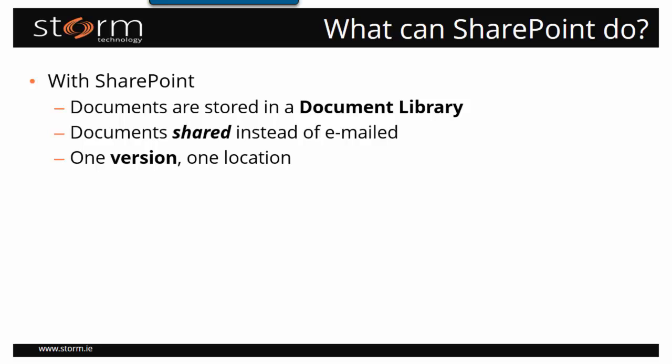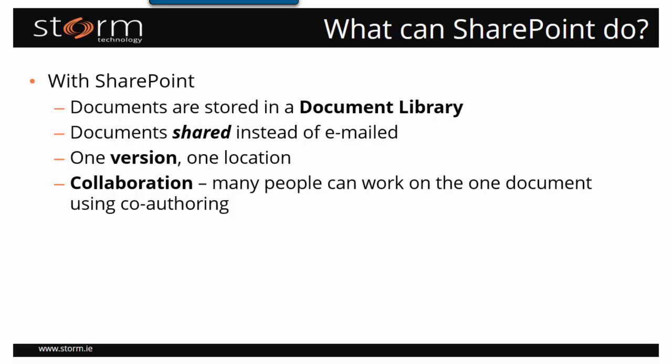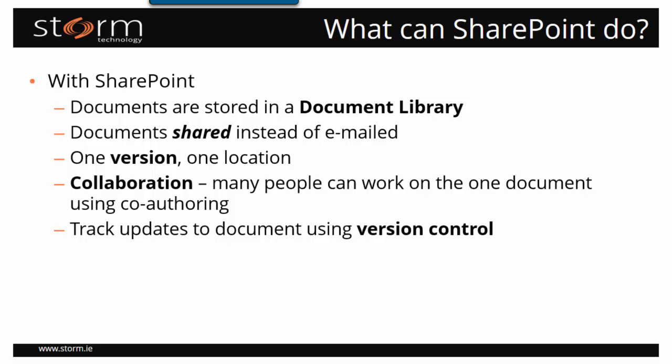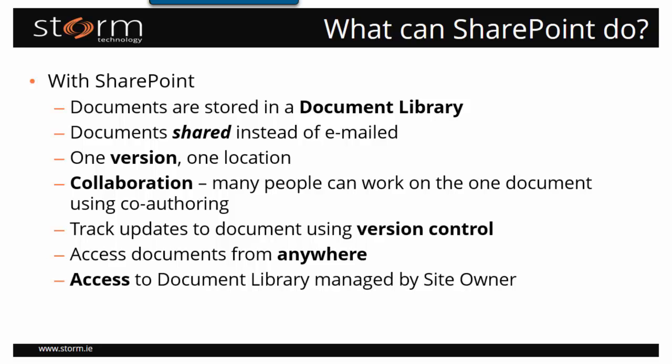So now we have one version of the file stored in one location. And because of this, collaboration is possible. So SharePoint has a feature called co-authoring, which allows multiple people to open the same document at the same time and make changes, seeing one another's changes as they're made. You can track updates to the document using version control. And you can access those documents from anywhere as long as you have internet access. Access to the document library is managed by the site owner.